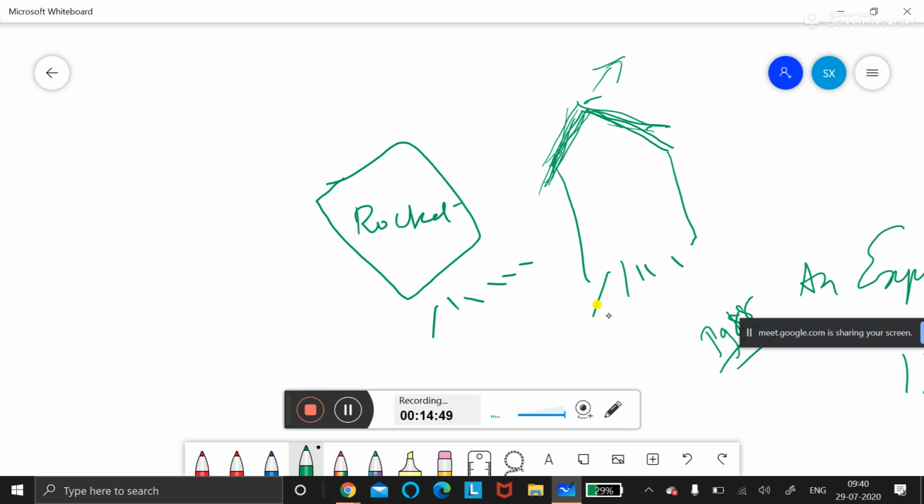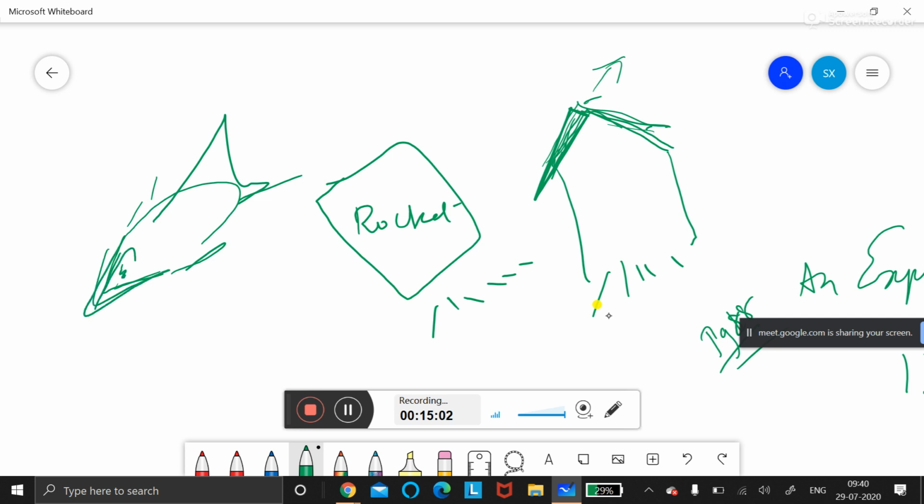That is why even the fish is like this. See the front part of the fish's body, how it looks. Why is it looking like this? Because of streamlining.